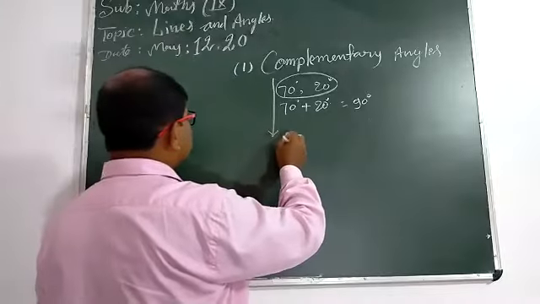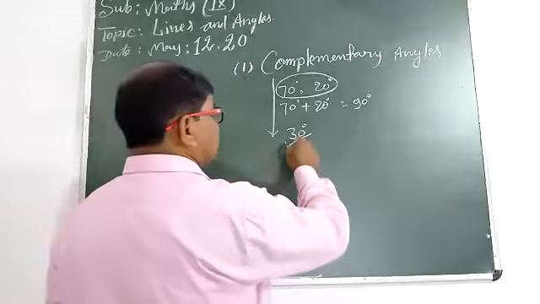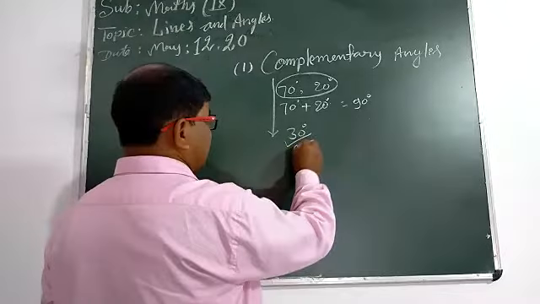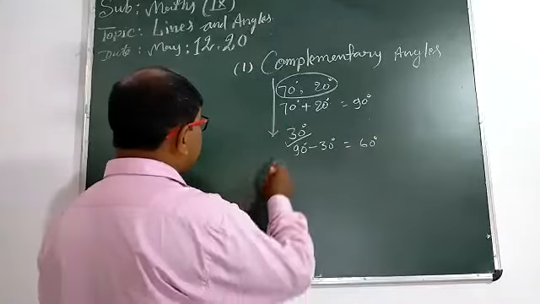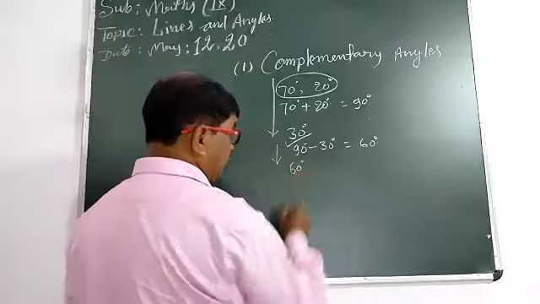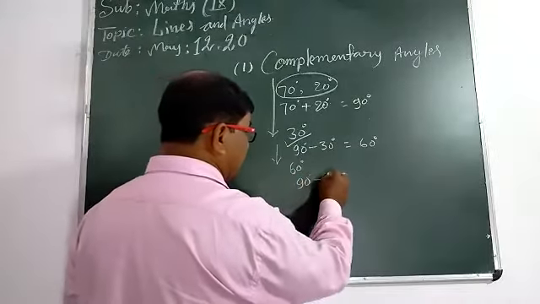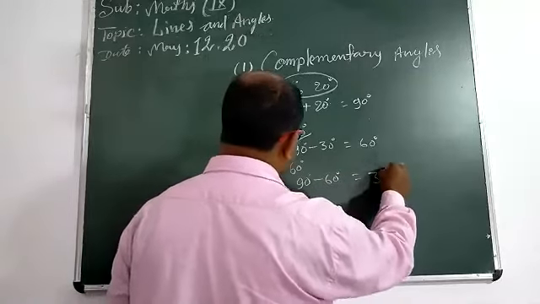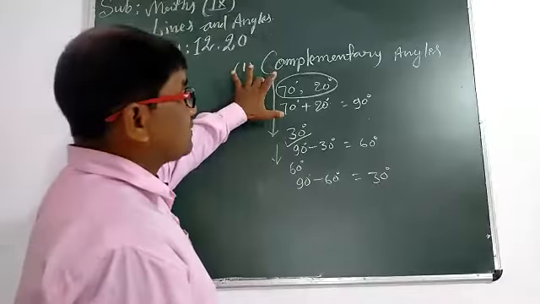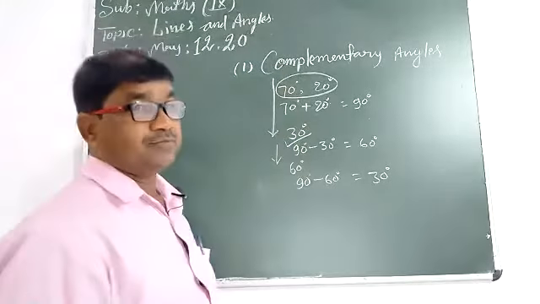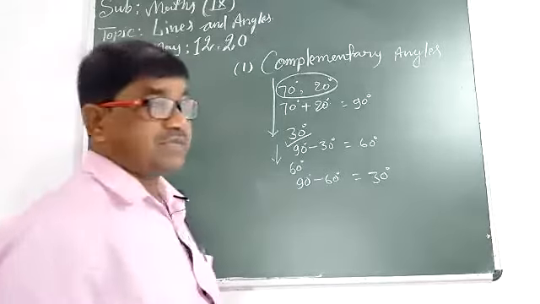If the measurement of one angle is given as 30 degrees, then what is its complementary? Its complementary will be 90 degrees minus 30 degrees, equal to 60 degrees. If the measurement of an angle is given as 60 degrees, then what is its complementary? That may be the question. So 90 degrees minus 60 degrees equals 30 degrees. In this way, we should try to understand what we mean by complementary angle and how we can find the complementary of any angle. Understood?